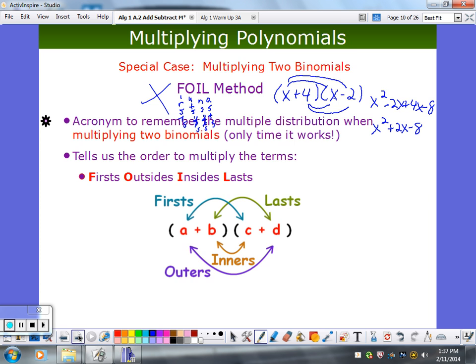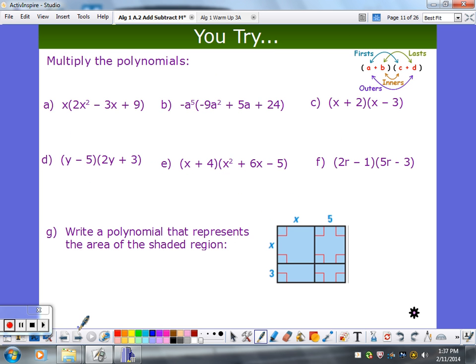So you try. All right, people, let's do some together before you try. A, shall we? I'm going to do A with you. It's a monomial times a trinomial. How do I do it? One word answer. Distribute. FOIL does not work for this. FOIL works for two binomials only.